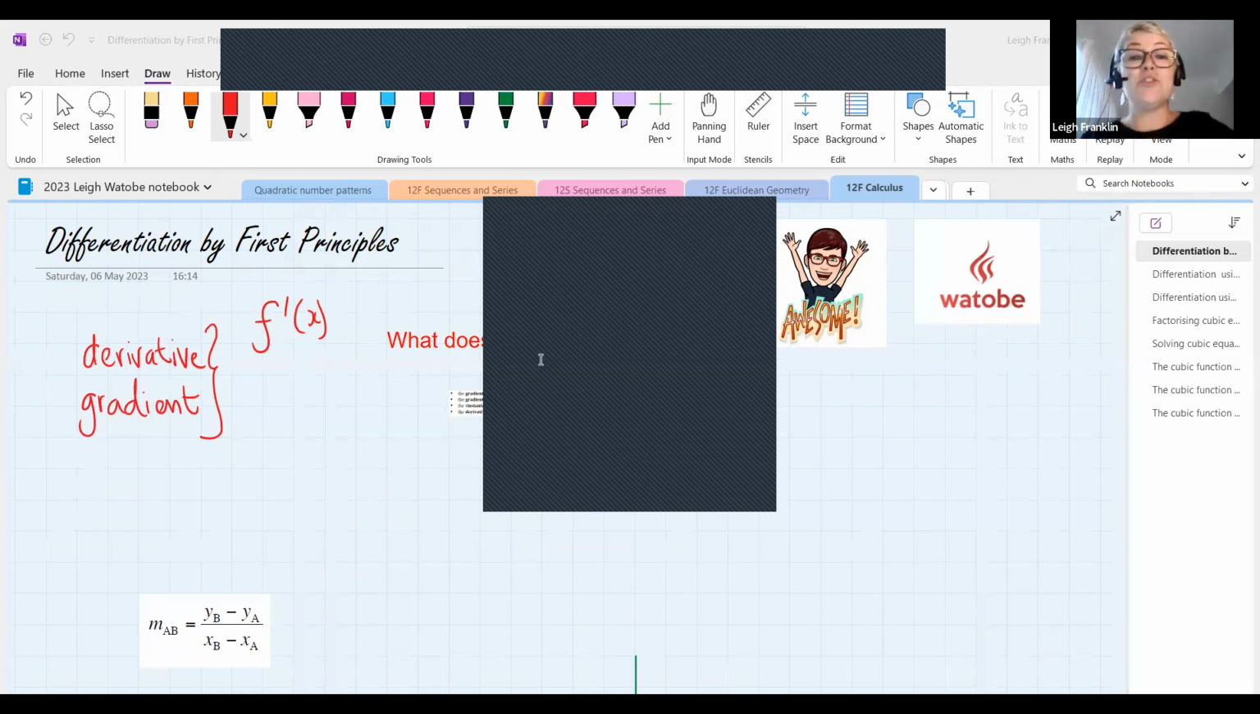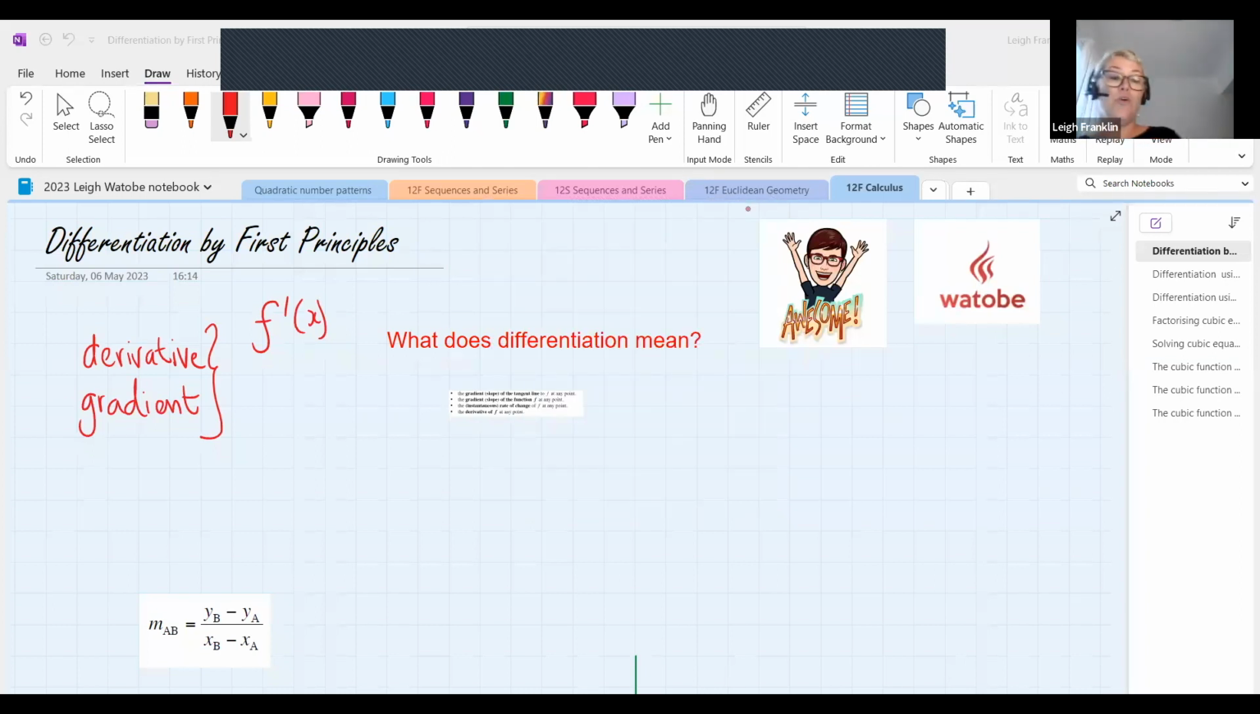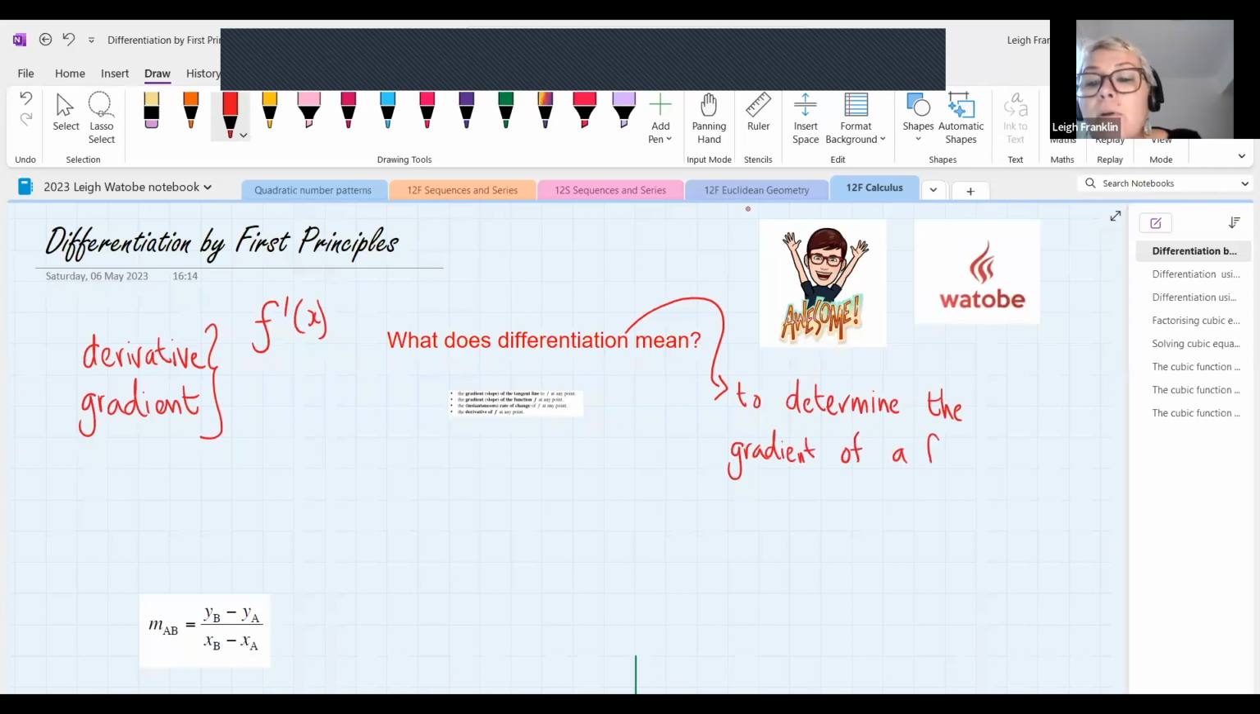Yes, very nice. So another way of saying that in easy language is that we are determining the gradient at a point. So differentiation means to determine the gradient of a function at a particular point.